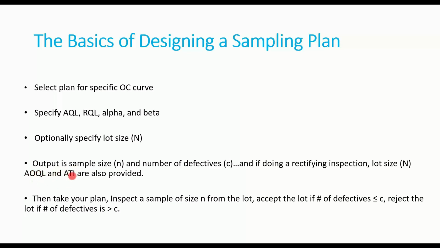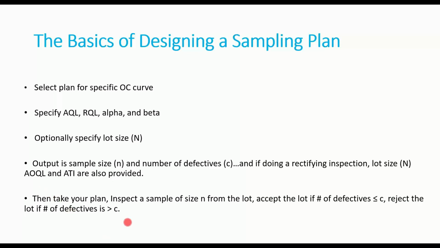And they look really confusing when you first see them because you're going, well, wait a minute, it's 100% of the lot size. If we have a lot size of 5,000, how come my ATI is 4,900? It's not 5,000. It's over time. Okay. Or our AOQL, or samples. So I'll show you in a little bit here.